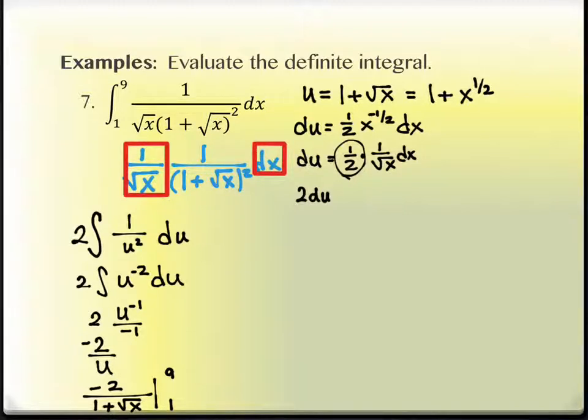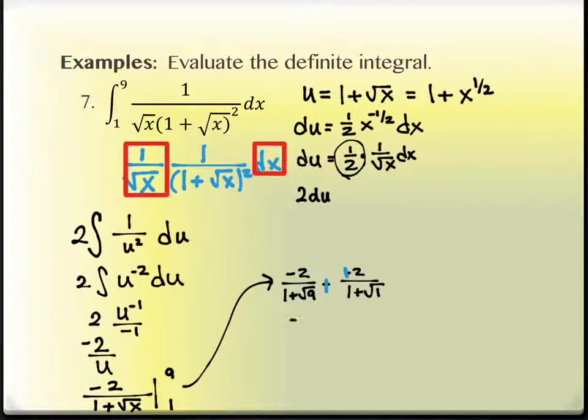But 9 and 1 are really nice numbers to put inside of square roots, aren't they? They really are. That's so friendly. How nice of the textbook to do that for us. All right, so I've got negative 2 over 1 plus square root of 9 minus negative 2 over 1 plus the square root of 1. Minus a negative is plus here at the end.